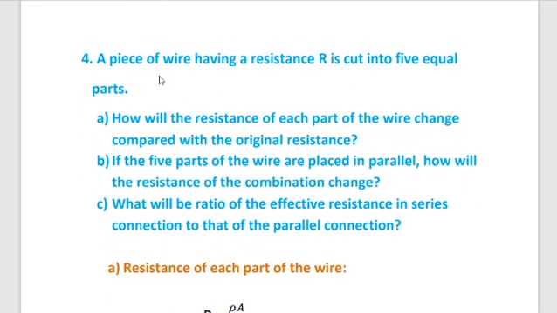Then the fourth problem, a piece of wire having a resistance R is cut into 5 equal parts. First question, how will the resistance of each part of the wire change compared with the original resistance?